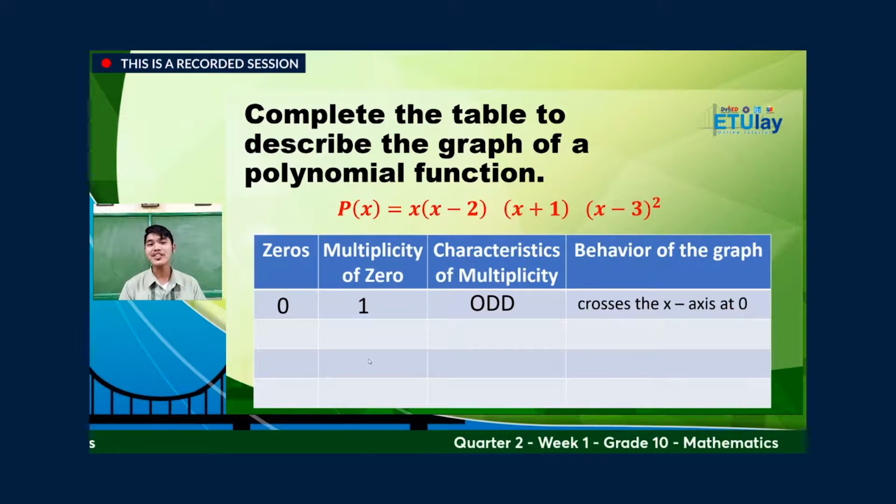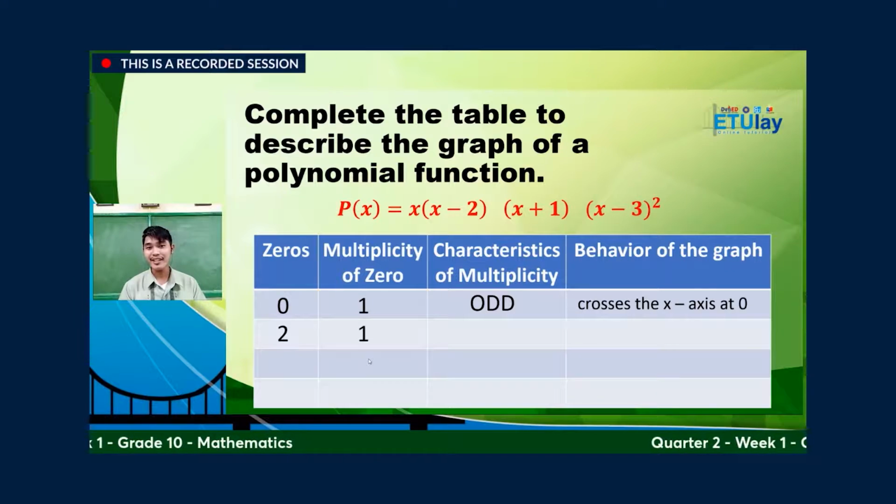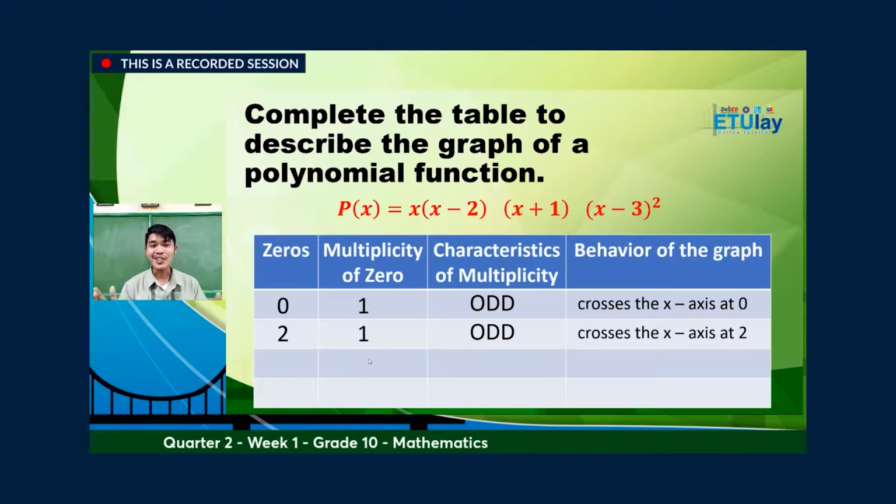Now, how about the second 0? What do you think? Our second 0 is 2. And what is its multiplicity? The answer is 1, and 1 is odd, correct. And what is the behavior of the graph? The answer is, it crosses the x-axis at 2.